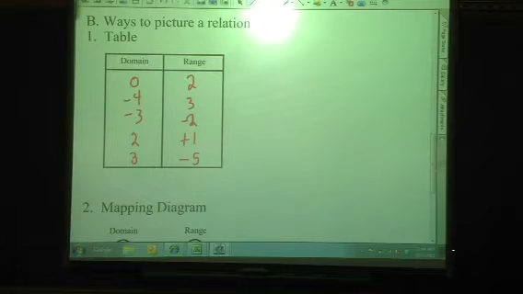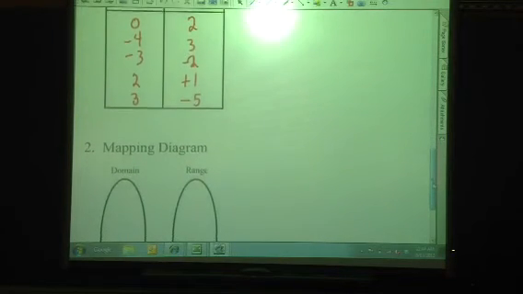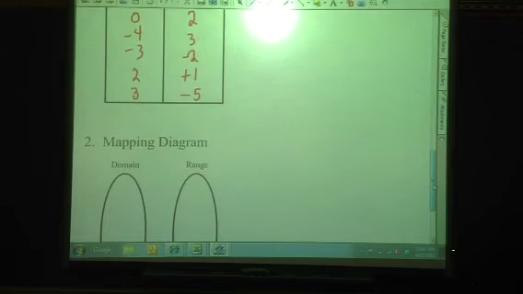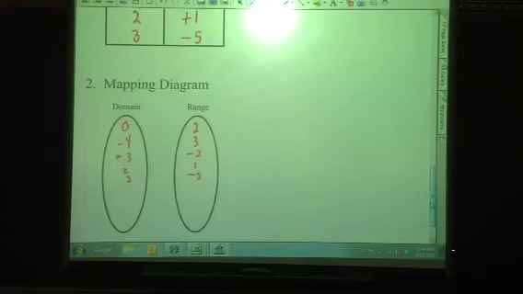The second way we can do it is through a map, where again, we take those numbers in the domain and we put them within a small oval on the right. And then we're going to put the numbers in the range on the left. And simply in a map, what we do is we associate one member of the domain with its range.